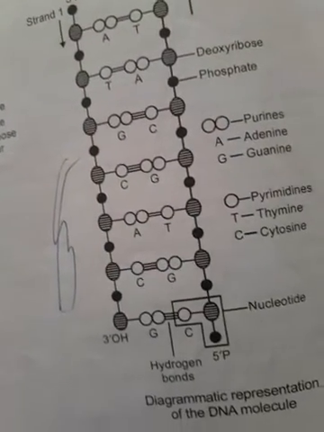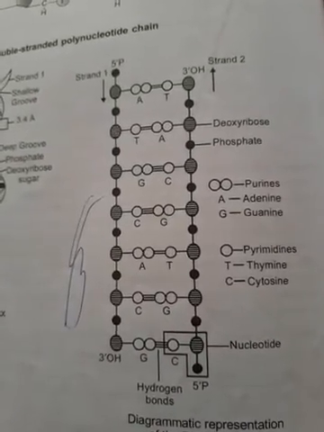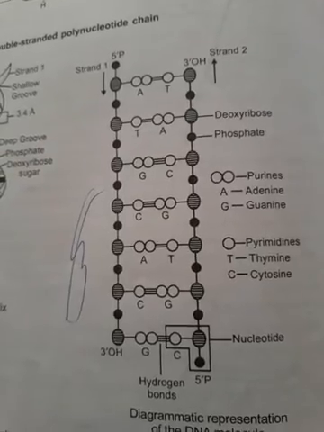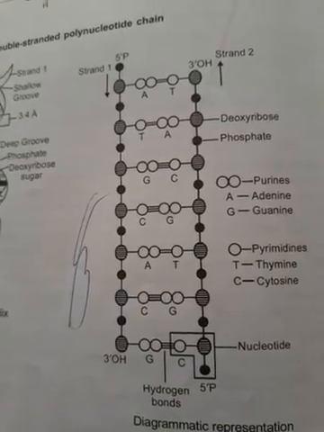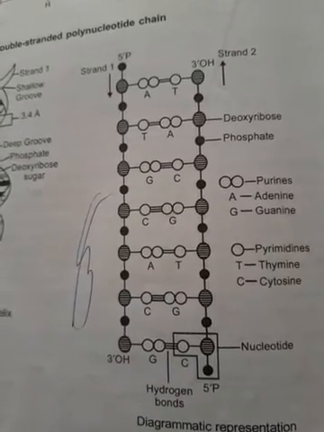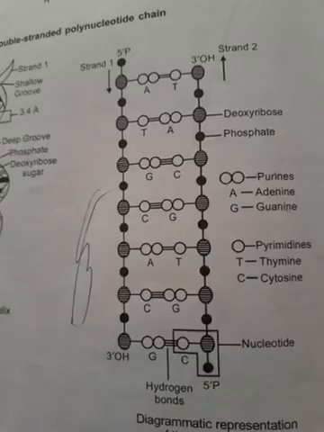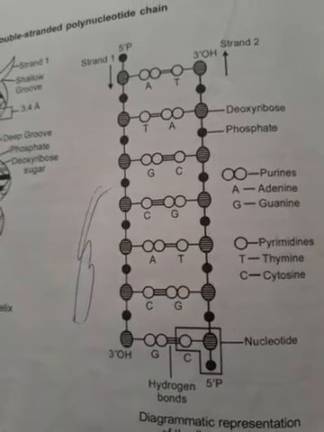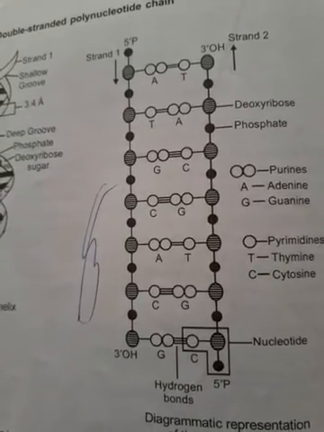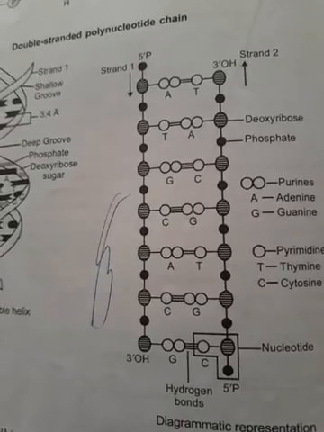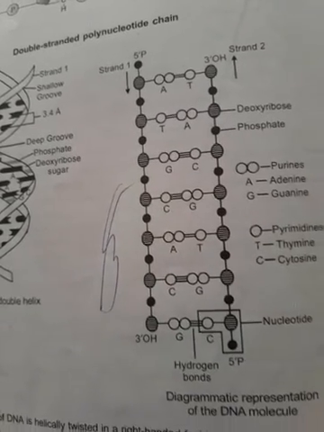Here you can see again a diagrammatic representation of the DNA molecule. Strand 1 5'-P 3', and 3'-OH and 5'-P, strand 2. You'll see deoxyribose, phosphate, and purines by double round circles: A for adenine, G for guanine. A single circle denotes pyrimidines: T for thymine and C for cytosine. And you can see the nucleotide. And you can see double lines and triple lines; they represent the hydrogen bonds.